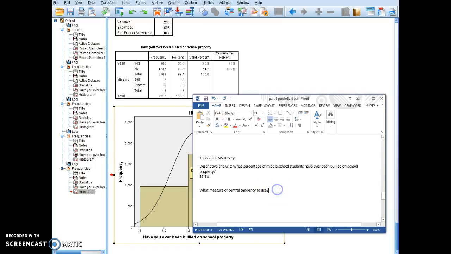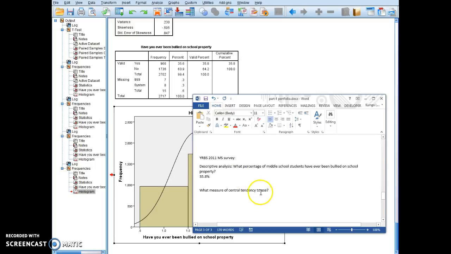Now moving on to what measure of central tendency to use, we have to look at what level of measurement the question is looking at. The way that this question can be answered is either a yes or a no. And we know that yes or no is a nominal variable, because it doesn't have a specific value, it cannot be put in order, and it doesn't have intervals between values. So this is a nominal variable.